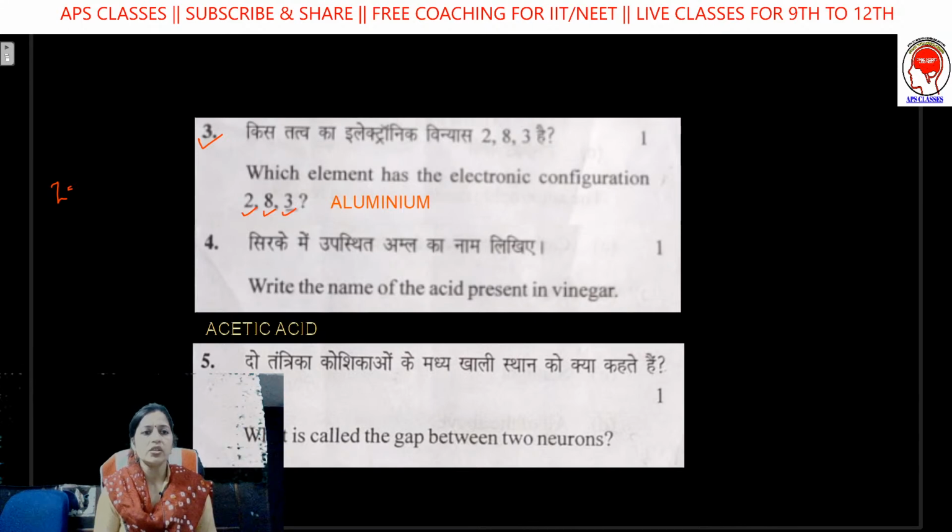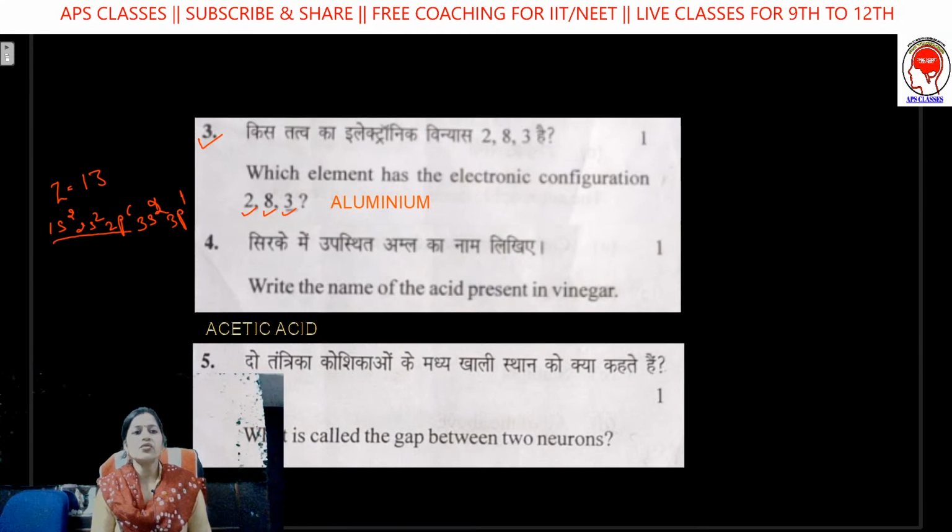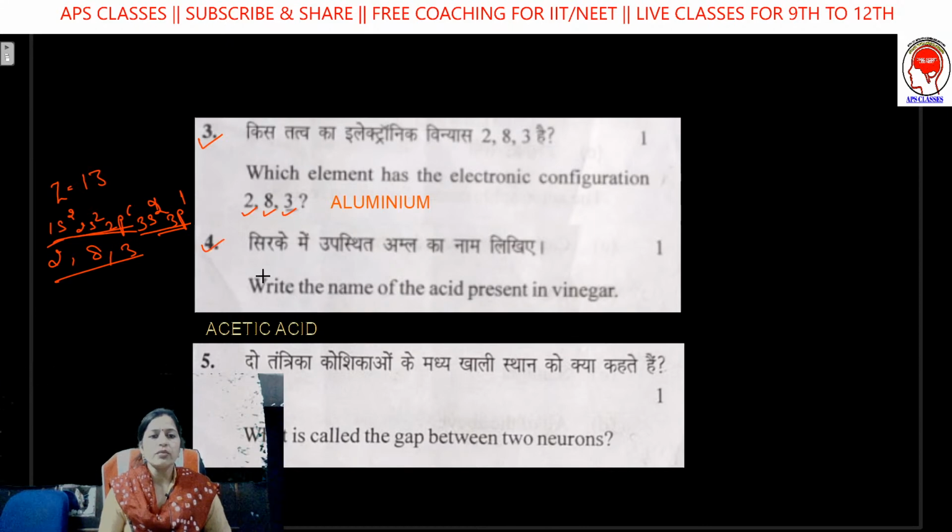First of all, the atomic number of aluminium is 13 and the electronic configuration is 1s2, 2s2, 2p6, 3s2, 3p1. This is the electronic configuration of aluminium. So the element which has the electronic configuration 2,8,3 is aluminium.